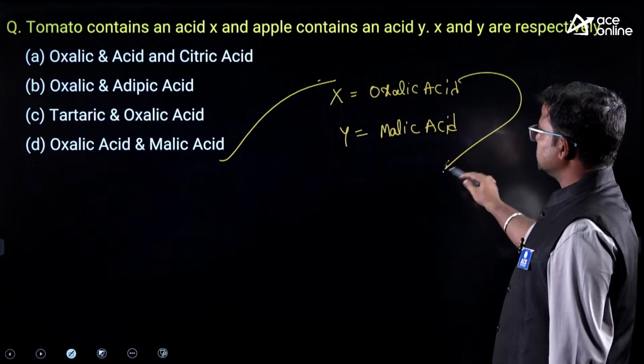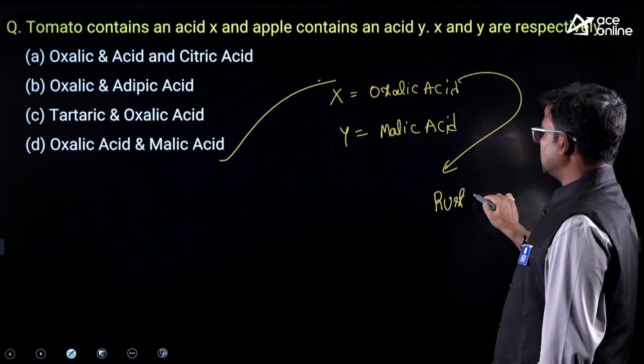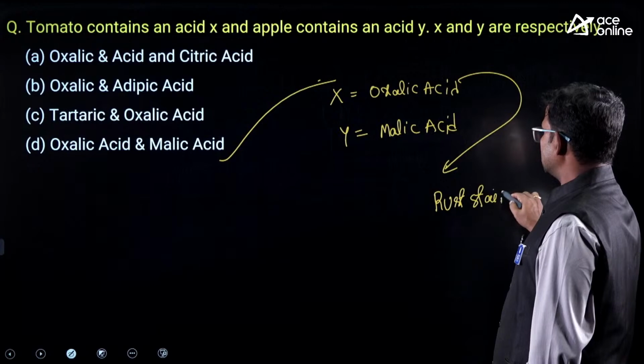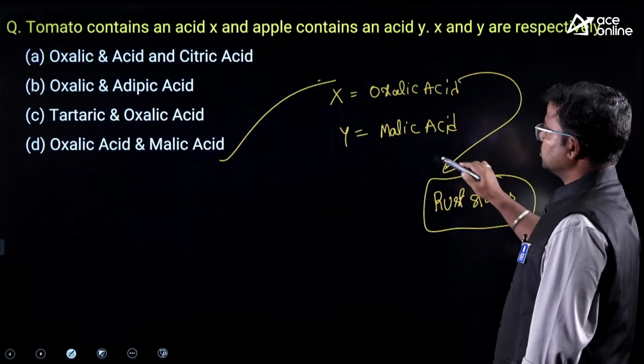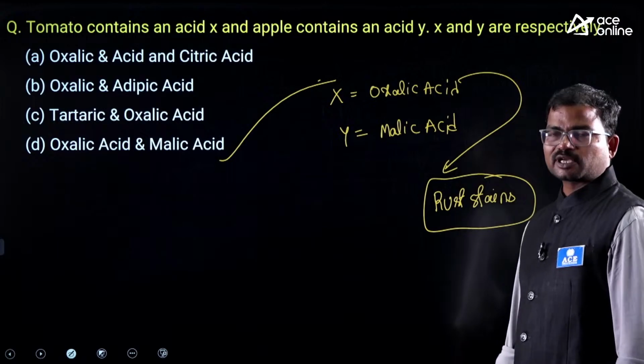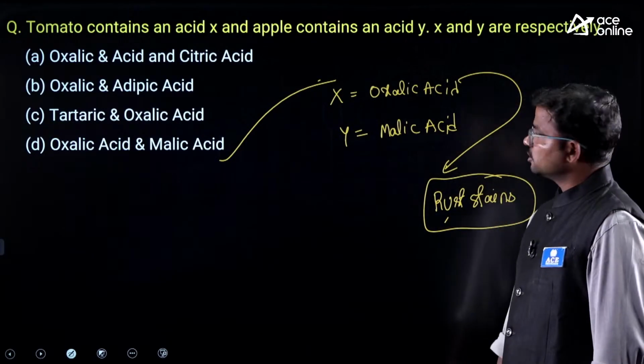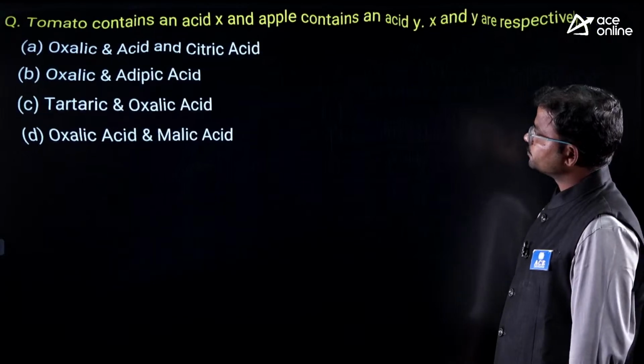Actually, oxalic acid is used to remove rust stains. Okay, rust stains from the clothing. You should also remember that. The chemical which is the most commonly used to remove rust stains from clothing, then you should consider oxalic acid.